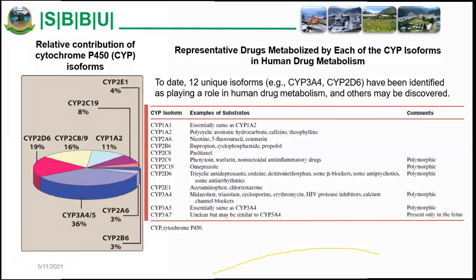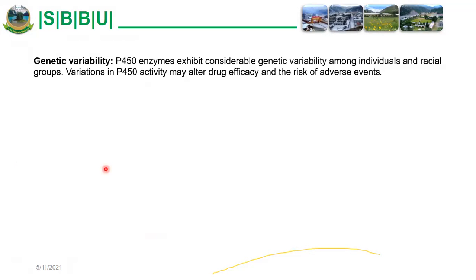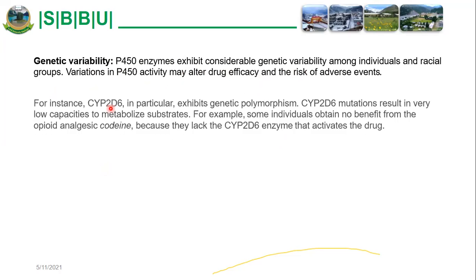So let's explain the genetic variability of the P450 systems. Remember that P450 enzymes exhibit considerable genetic variability among various racial groups and individuals. This genetic variability of the P450 systems may alter drug efficacy, and adverse events may also be associated with it.